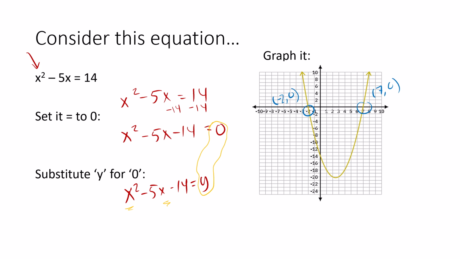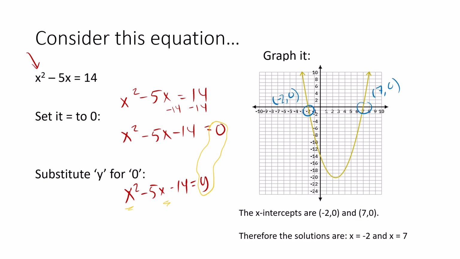But math is consistent, and the principles that work for lines are also going to work for this, which is why we don't take shortcuts. So the x-intercepts are (-2, 0) and (7, 0), and each of those gives us a y and an x, and therefore the solutions are x equals -2 and x equals 7. It turns out you didn't have to do any algebraic work at all. You could just get a graphing utility and graph it, and you can see the solutions.